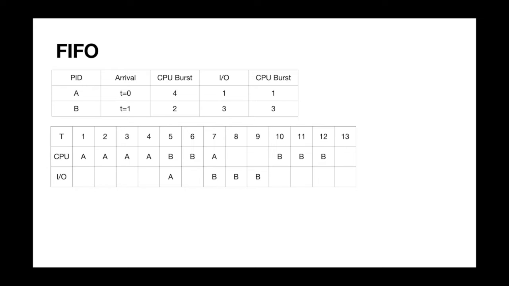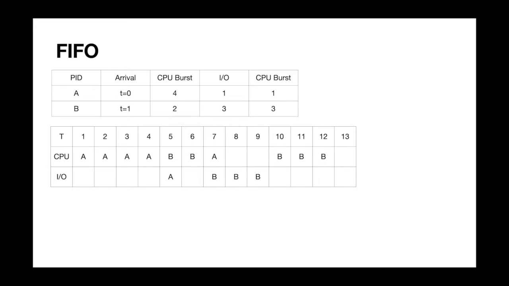Suppose you have two tasks, A and B, and their CPU burst and I/O time are shown in the diagram. Since A arrives first, it will be scheduled first, and it will run for 4 seconds until it finishes its first CPU burst. Then process B will be scheduled and A will do its I/O. At t equals 6, A will finish its I/O and be queued after B.